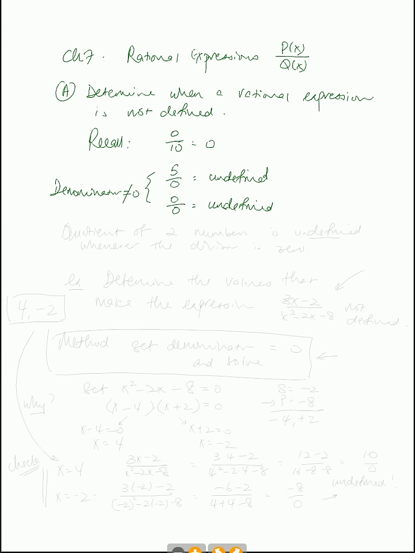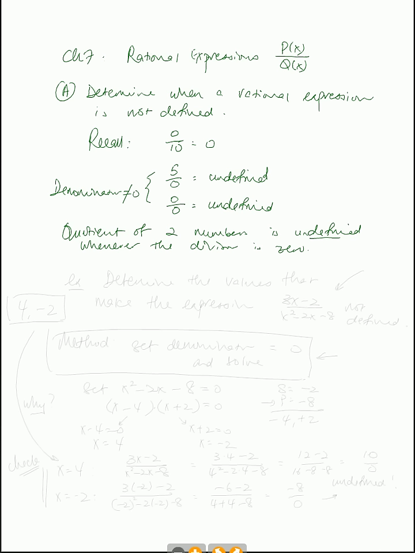Okay, so this was something we wrote before, but let me write this again. Quotient of two numbers is undefined whenever the divisor is 0. So when the denominator is a 0, regardless what the numerator is, your quotient will be undefined.